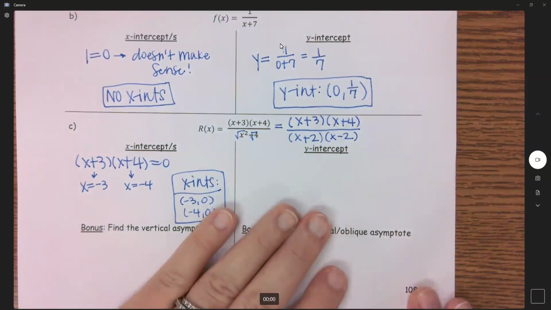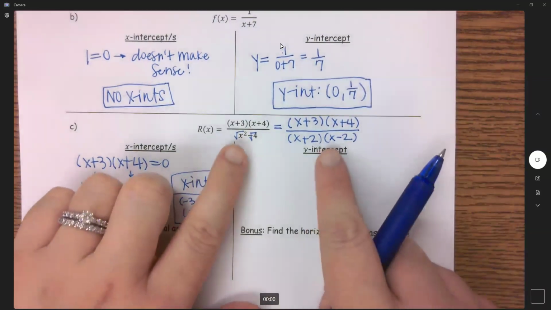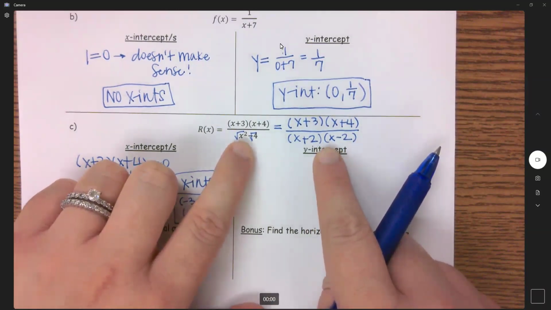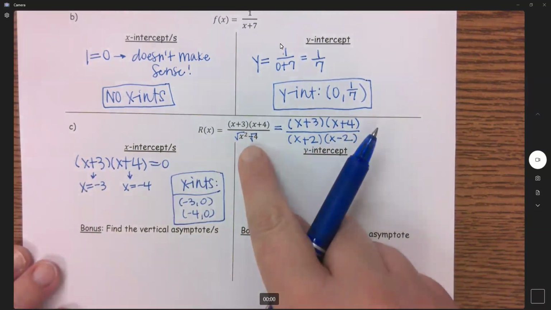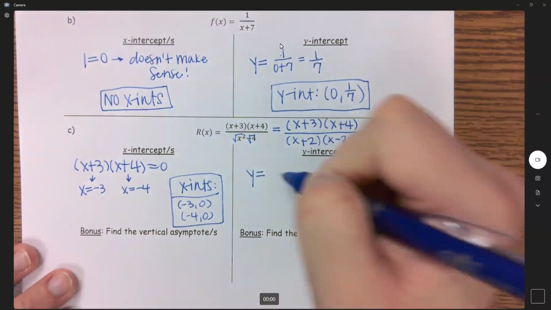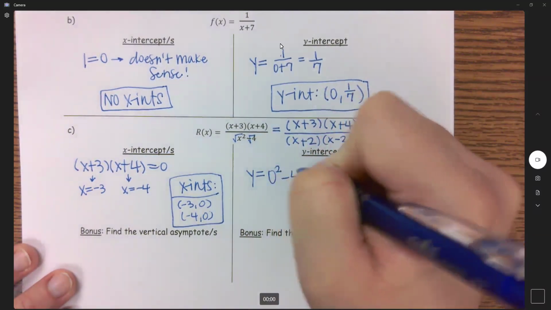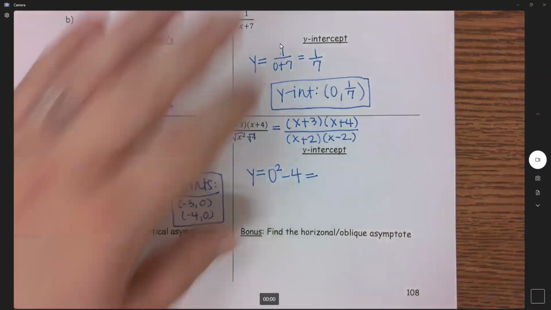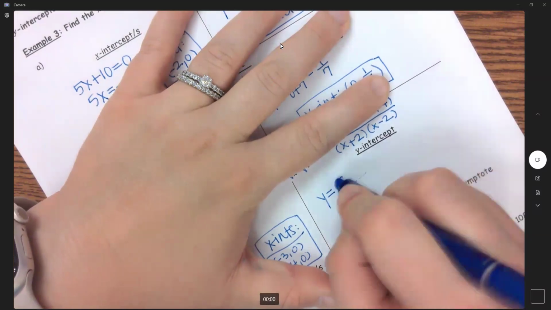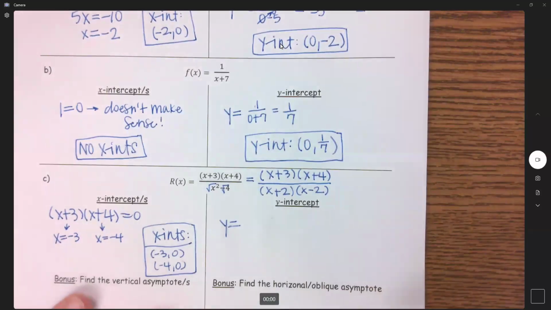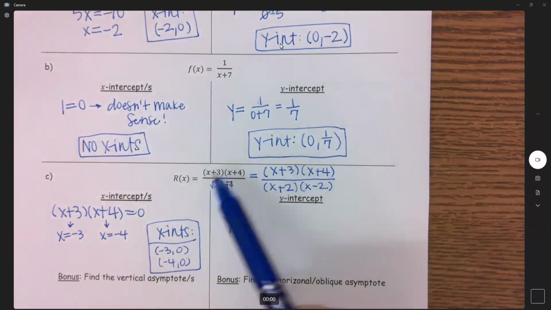Okay, and then my y-intercepts, this is what I was about to say before. It doesn't matter which version of this you take to plug in to solve for your y. If I take this one here that's squared, we have 0 squared minus 4. Wait, what am I doing? We need to plug it into everything, don't we? Sorry. Not just the bottom.